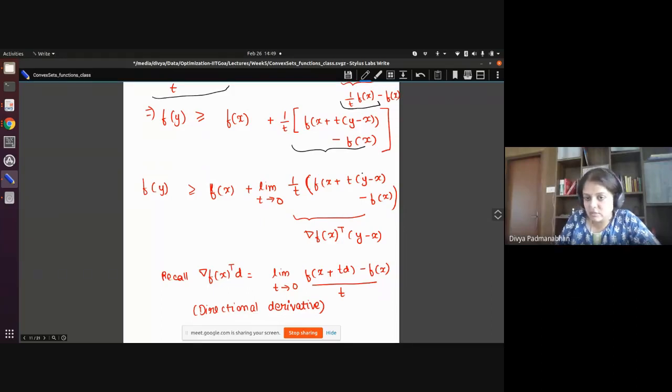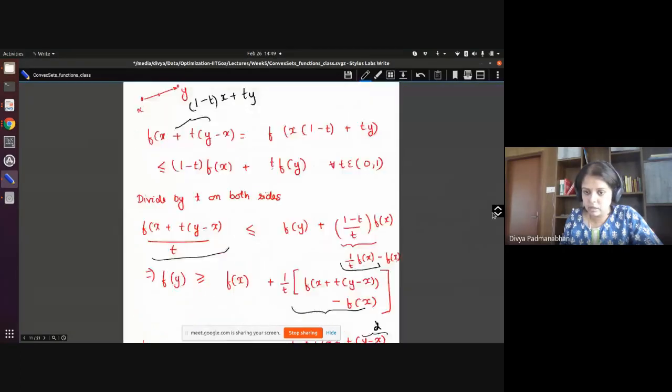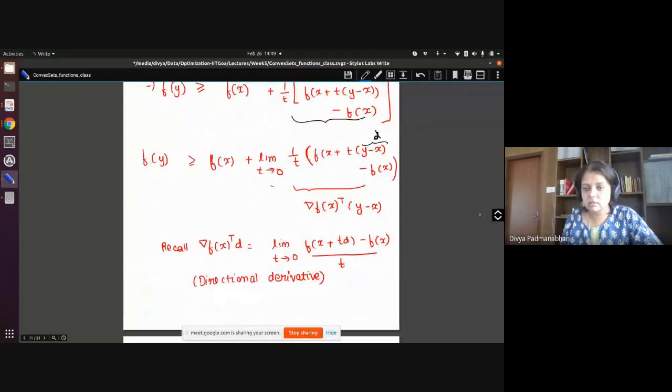Okay, so it's as if this y minus x is the direction d. So it's just a substitution of this directional derivative, and this whole expression is just the directional derivative in the direction y minus x. And so bringing both these together, that's exactly what the first order condition is. It's a bit of algebra, but a straightforward application of whatever you saw earlier with the directional derivatives. So any questions on this part?